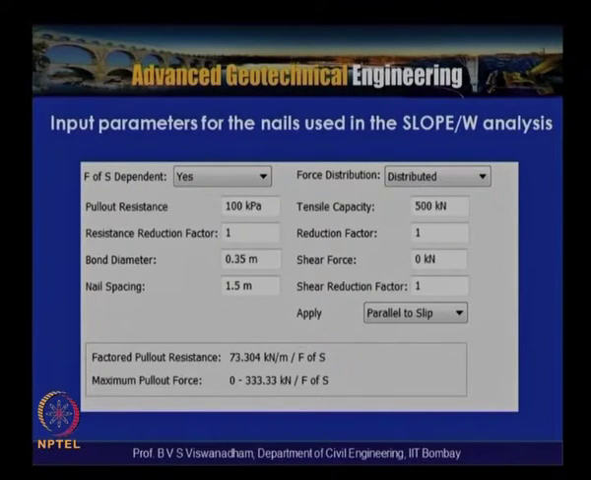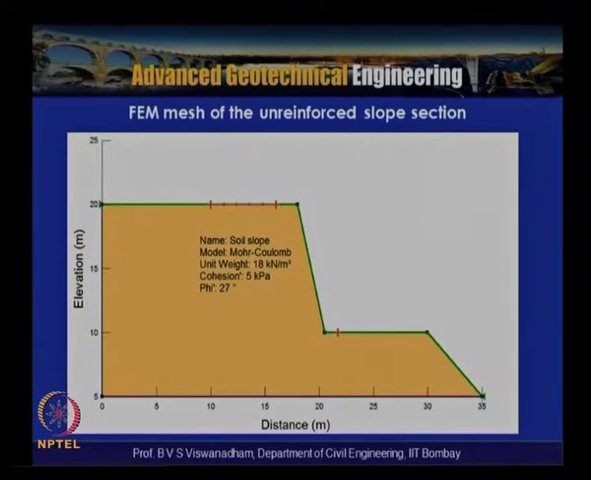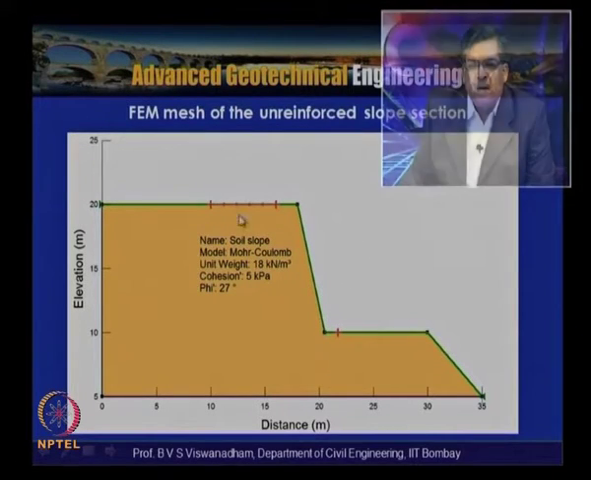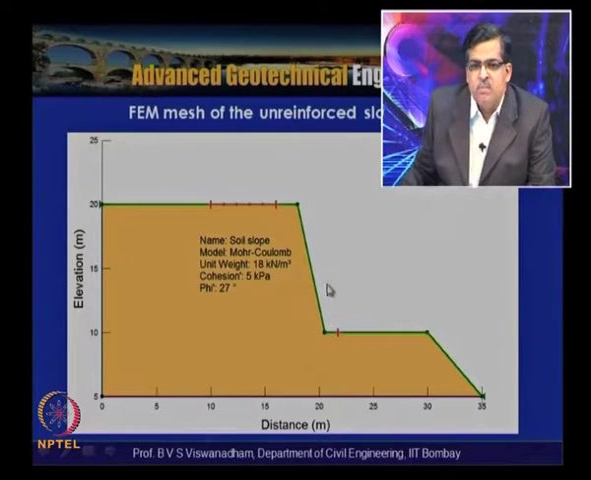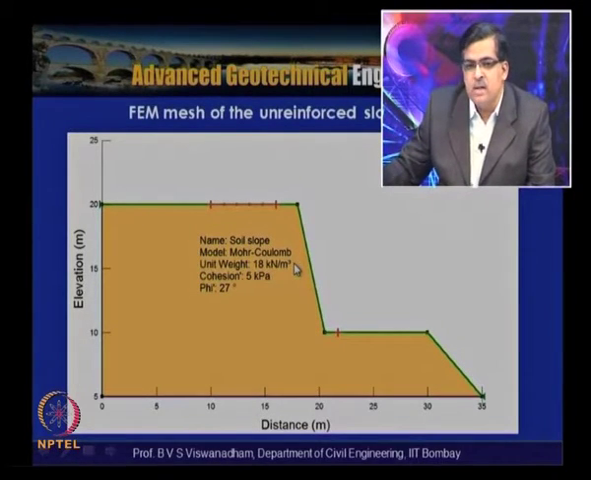So these are the typical input parameters for the slope W analysis. The details were given as an input for the analysis, and this is the typical cross section of an unreinforced slope section, wherein the properties taken are 5 kilopascals cohesion and 27 degrees friction angle. The slope has an inclination as shown in the figure, with the level at 10 meters, and this inclination is about 79 degrees, between 63 to 79 degrees with horizontal.